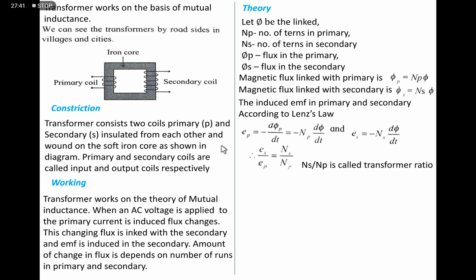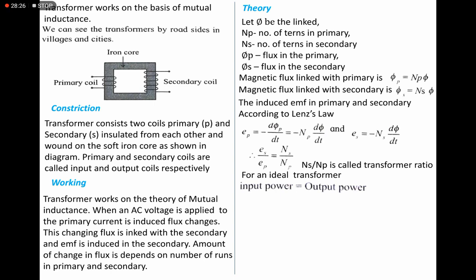Remember, EMF in primary and EMF in secondary according to the Lenz law, and if we divide ES by EP, we'll get ES by EP is equal to NS by NP. Now for an ideal transformer, input power is equal to output power. Power does not change, and we know how to find the power in AC circuits. P is equal to I into E, and in a DC circuit P is equal to capital V into I. V is the potential difference, I is the current.